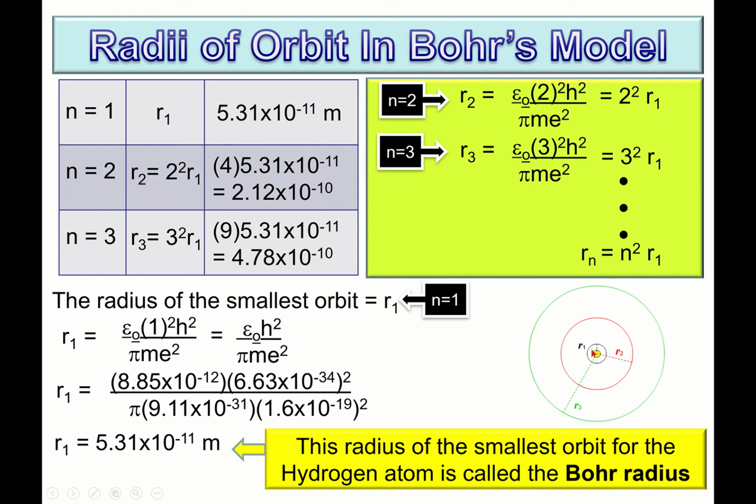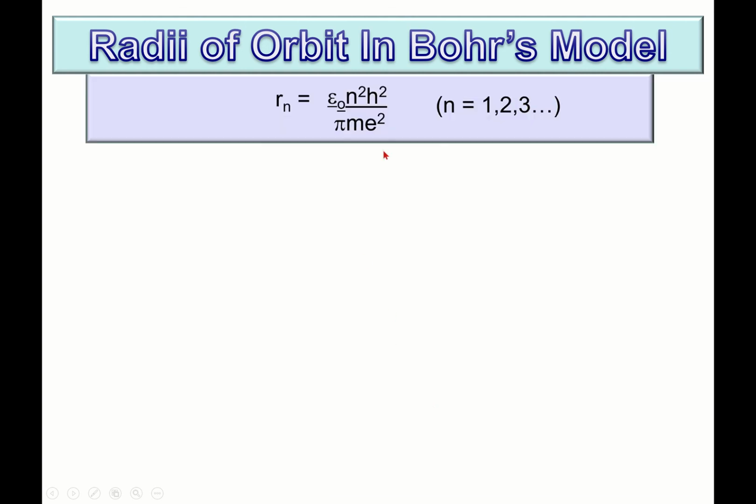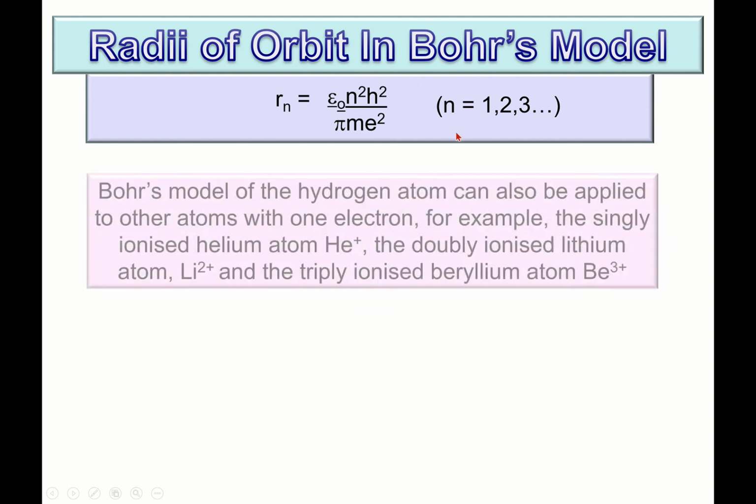So the radius r1, r2, and so on for each orbit can be calculated using r_n equals n squared r1. This is the equation for the radii of orbit in Bohr's model.